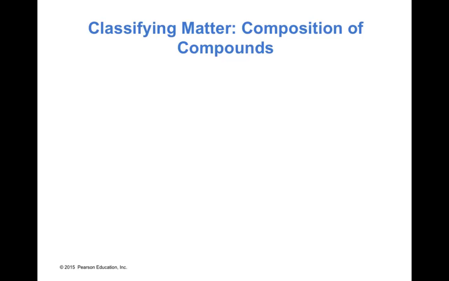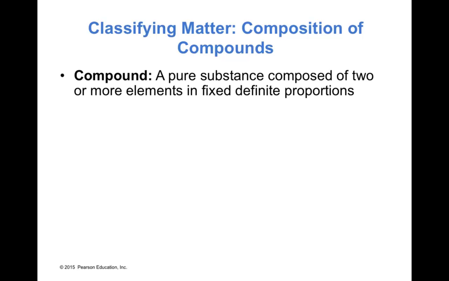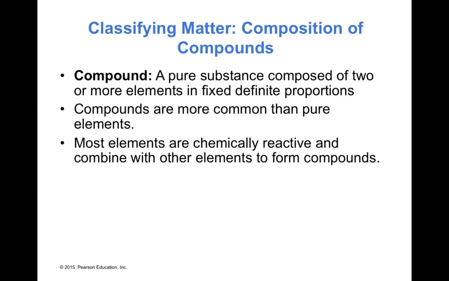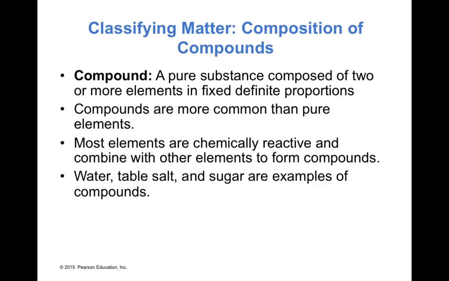The composition of compounds is when the matter is composed of just one type of compound. A compound is a pure substance composed of two or more elements in fixed, definite proportions. Compounds are more common than pure elements. Most elements are chemically reactive and combine with other elements to form compounds. Water, table salt, and sugar are examples of compounds.